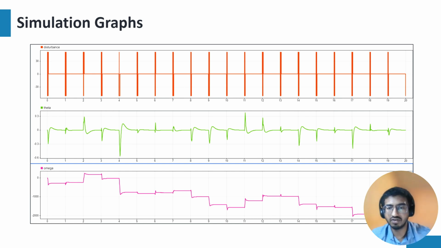These are some graphs of the Simscape simulation. The first graph shows a disturbance every second with varying extent of those disturbances. Those disturbances cause excitations and spikes in theta every second, as seen in the second graph. When there is a disturbance, omega, that is the speed of the inertial wheel, changes to compensate for the disturbance and hence produces stability, which can be seen by theta attaining 0.